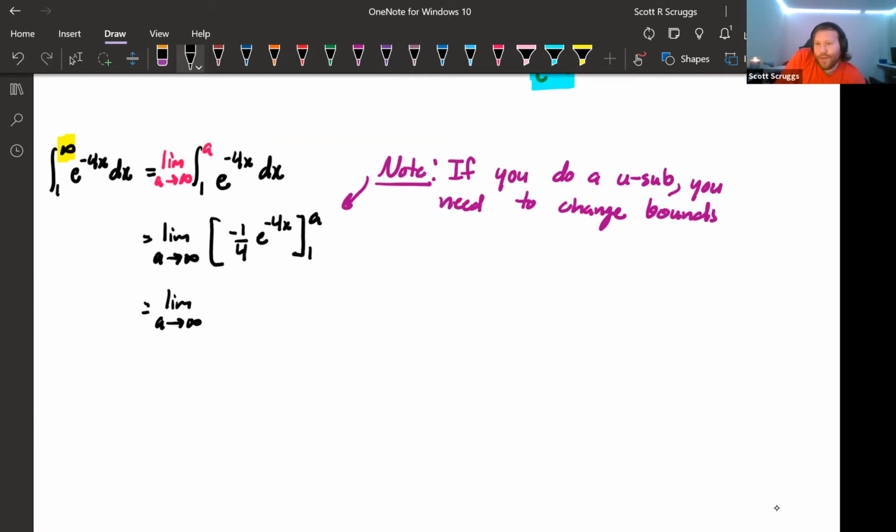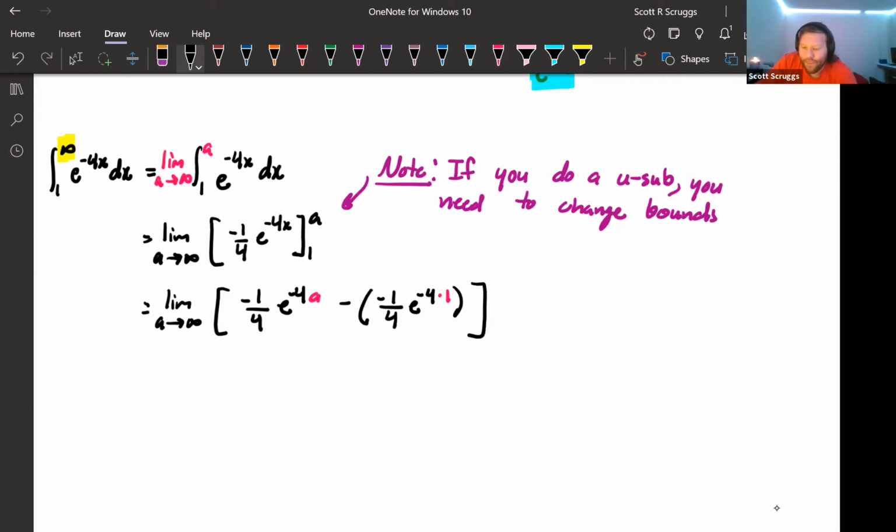So limit a goes to infinity, antiderivative evaluated at the upper limit minus antiderivative evaluated at the lower limit. Negative 4 times 1 better give me a negative 4, minus a negative number, better change that to a positive number.